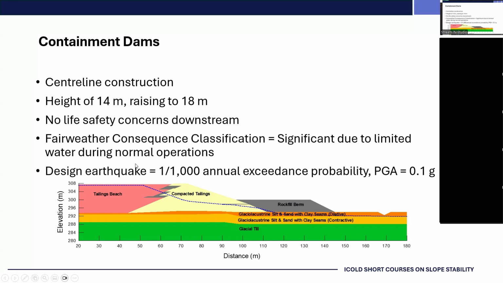With the fair weather consequence classification, we've established the design earthquake as a 1 in 1,000 annual exceedance probability with a peak ground acceleration of 0.1 g. And when I look at the seismic hazards in South Africa, I see the seismic hazard here is similar to what I see in South Africa. So that's why I thought this might be pertinent to you.